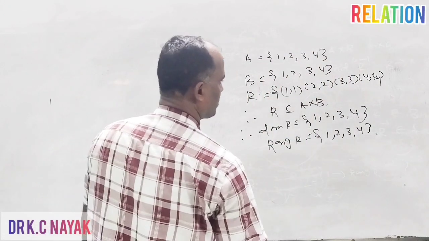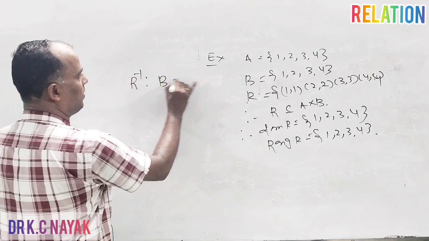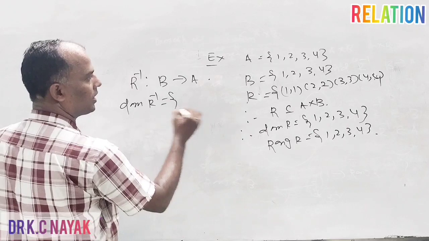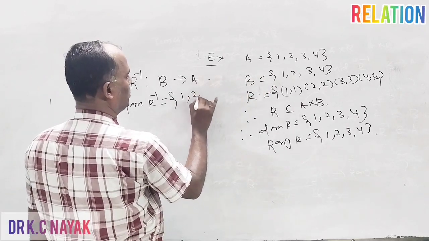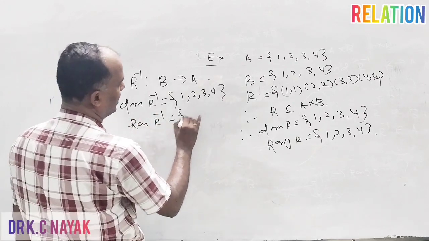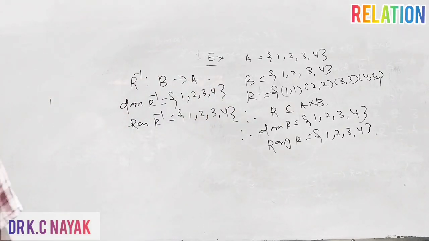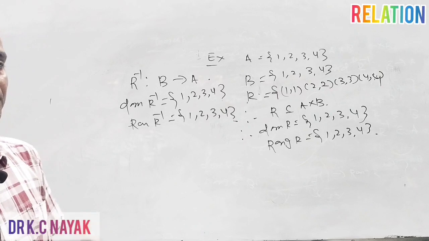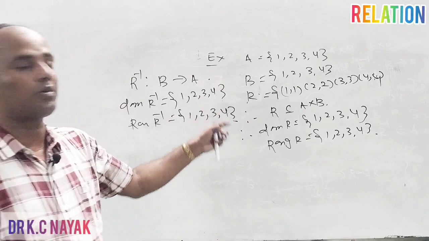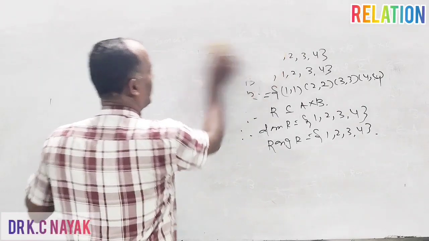Again, see R inverse. R inverse is from B to A. That means the domain of R inverse is {1, 2, 3, 4} and the range of R inverse is also {1, 2, 3, 4}. That means here the relation from A to B as well as the relation from B to A are equal. Okay, this is one example. Again, another example.